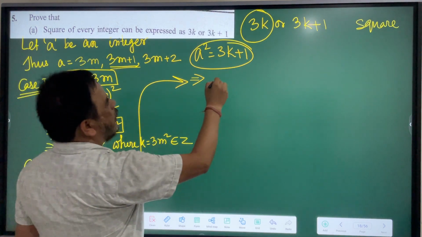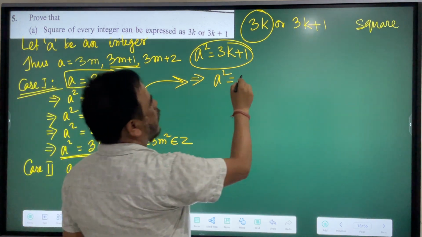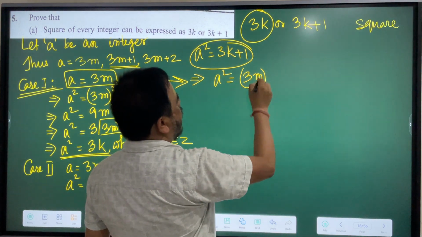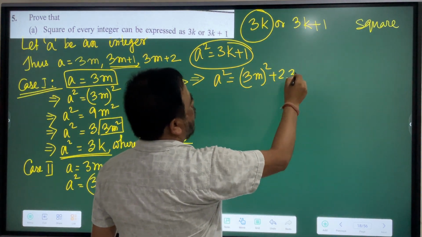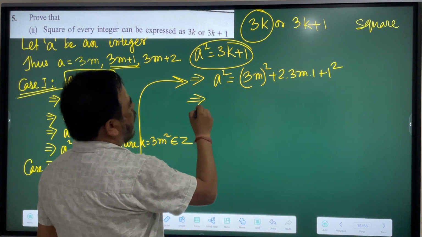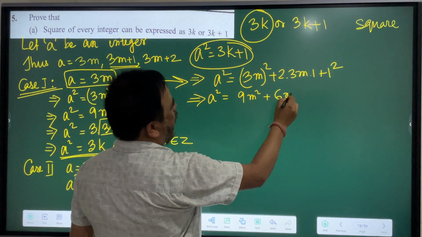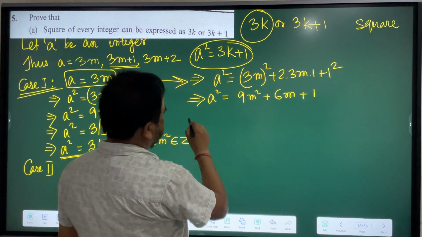a square equals (3m plus 1) whole square. (a plus b) whole square is a square plus 2ab plus b square. So a square equals 9m square plus 6m plus 1.